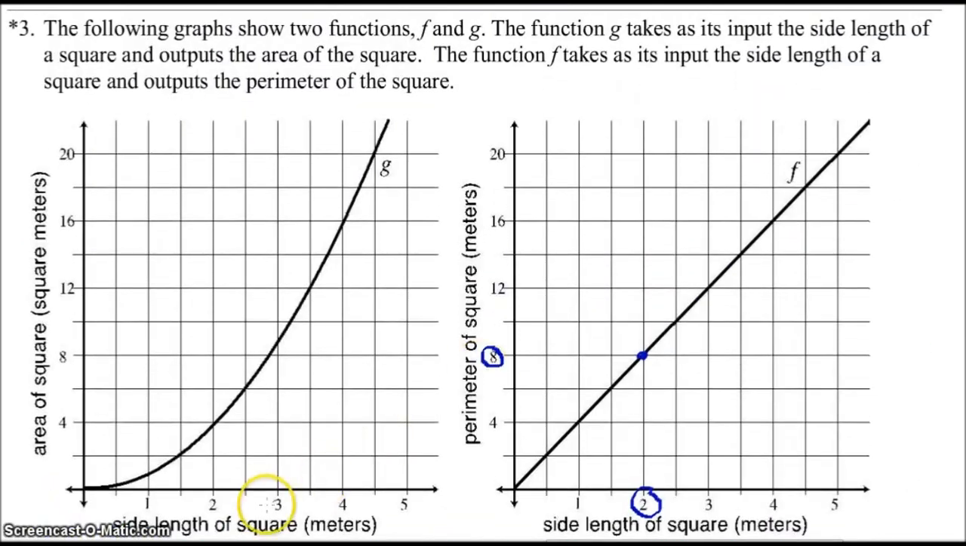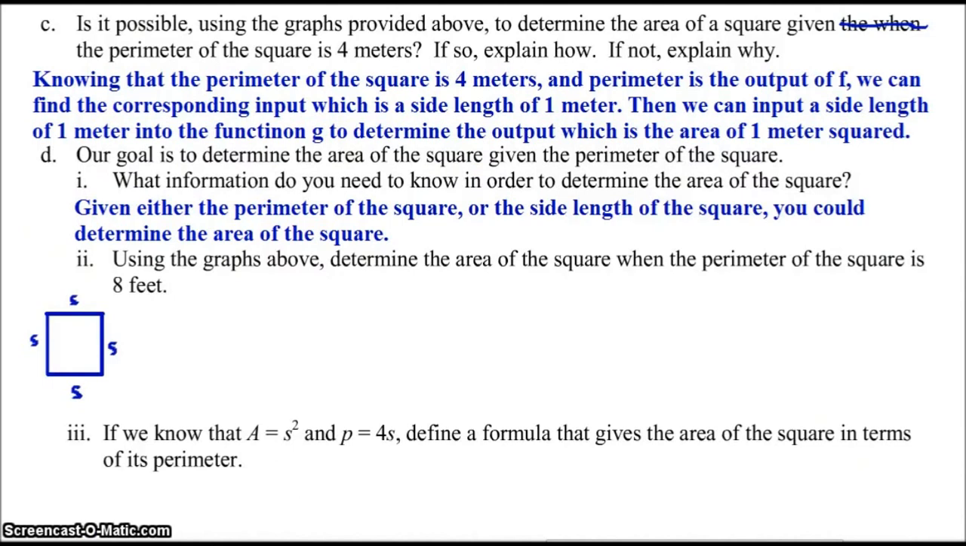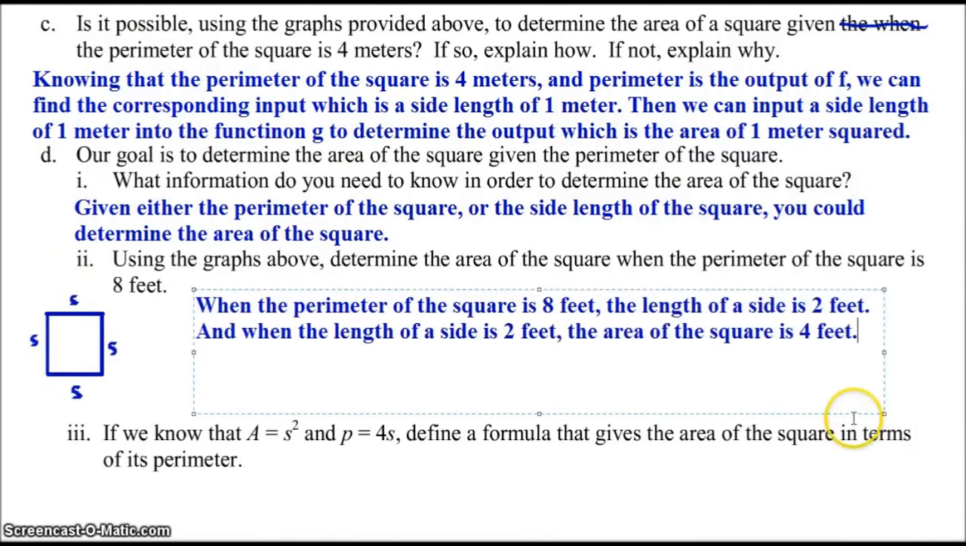And then, now that we know the side length is 2, we can look at our function here and see that the area is 4, or just 2 times 2. So this is getting back to this idea we had in class. That 2 feet, that length of the side, is the connection between the perimeter and the area. Like when we're doing composition of functions, there's always some link between two functions.